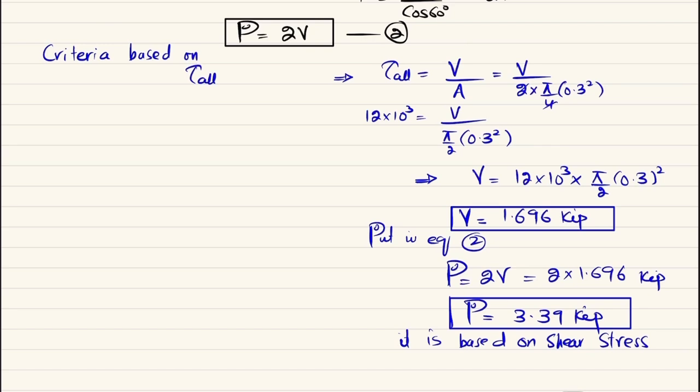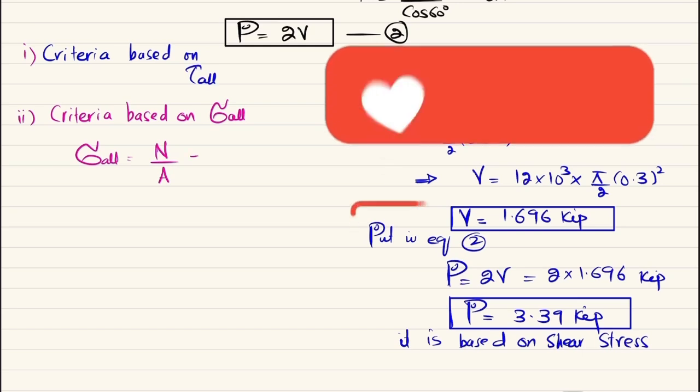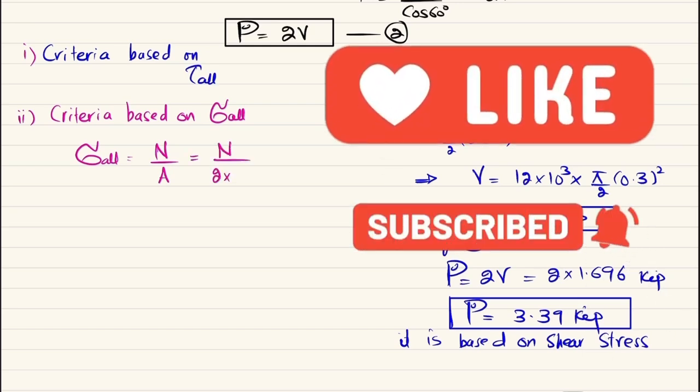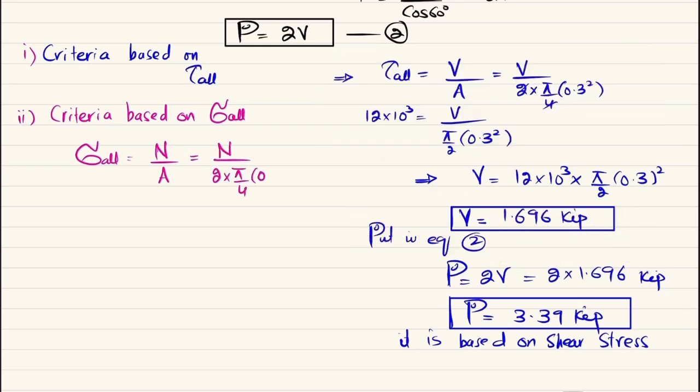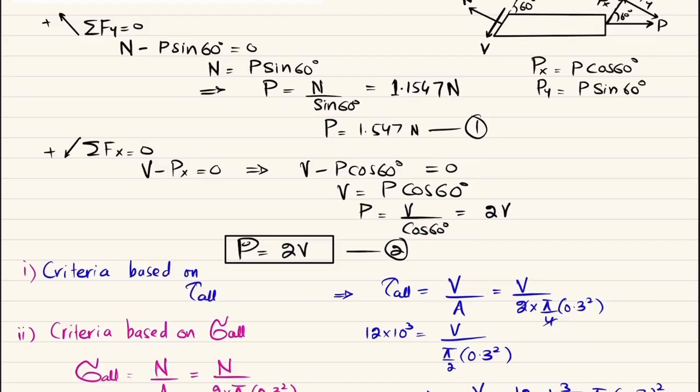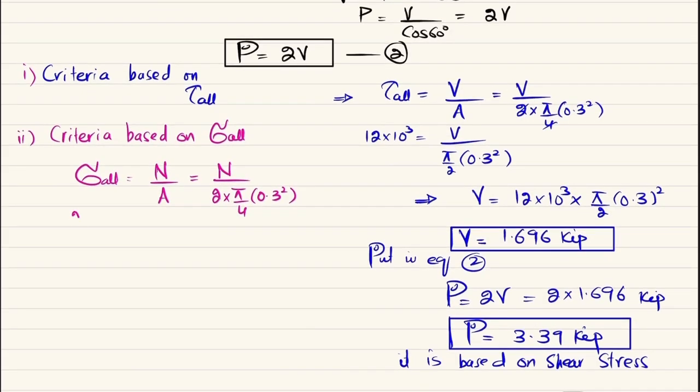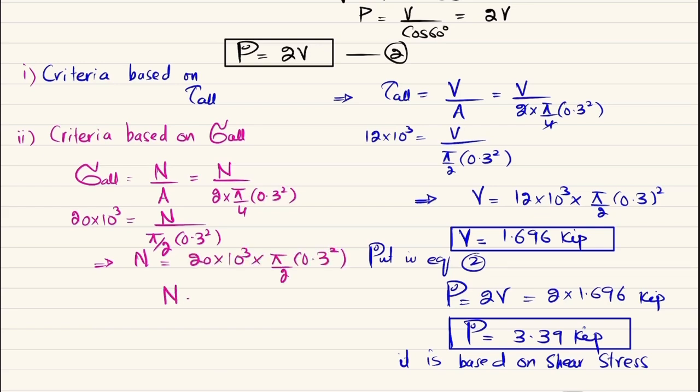This was the first criterion. Now we will use the second criterion based on allowable normal stress, and we know that allowable normal stress is equal to normal force divided by area. Since there are two bolts, I will write N divided by 2 multiplied by pi by 4. Diameter of bolt is given as 0.3, so 0.3 squared, and allowable normal stress is given as 20 ksi. So 20 into 10 to the power 3 is equal to N divided by pi by 2, 0.3 squared. So you will get N equal to 20 into 10 to the power 3 multiplied by pi by 2 into 0.3 squared, and you will get N equal to 2.827 kip.